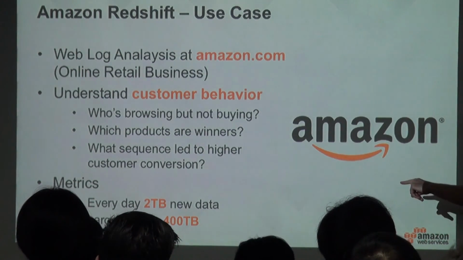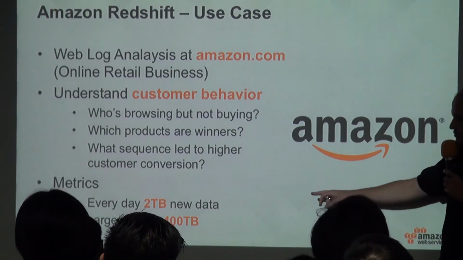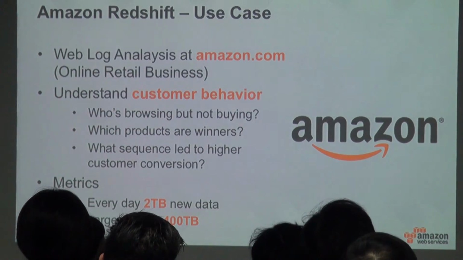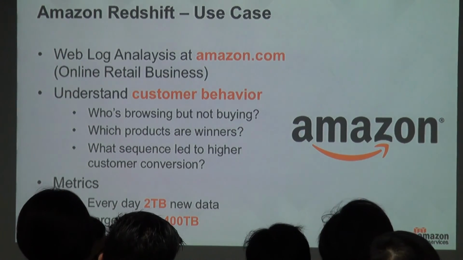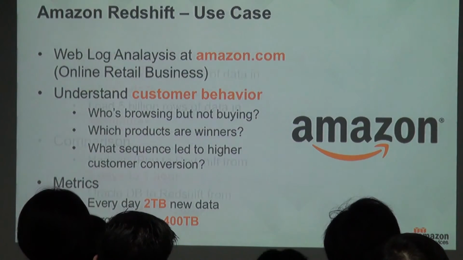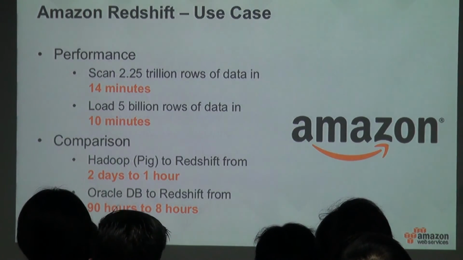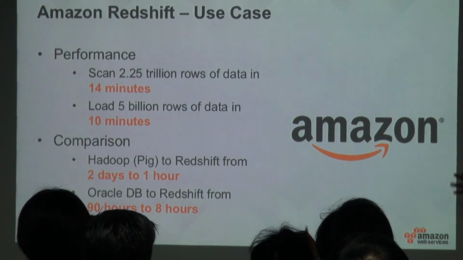And again, just to give you a few metrics here, Amazon.com's web logs alone generate about 2 terabytes of new data every single day. And the largest table in the data warehouse right now is about 400 terabytes large. Just one table, 400 terabytes. So with the queries, you'll find that we scan with Redshift about 2.25 trillion rows of that data in about 14 minutes, and we load about 5 billion rows of data, full table scans, within 10 minutes.